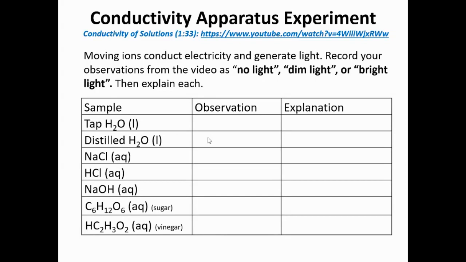What about acetic acid, HC2H3O2? This is not one of your 6 strong acids, therefore it's a weak acid. Weak acids only dissociate partially. It will produce a few ions. If it produces a few ions, you would expect it to have a dim light, and therefore acetic acid would be a weak electrolyte.